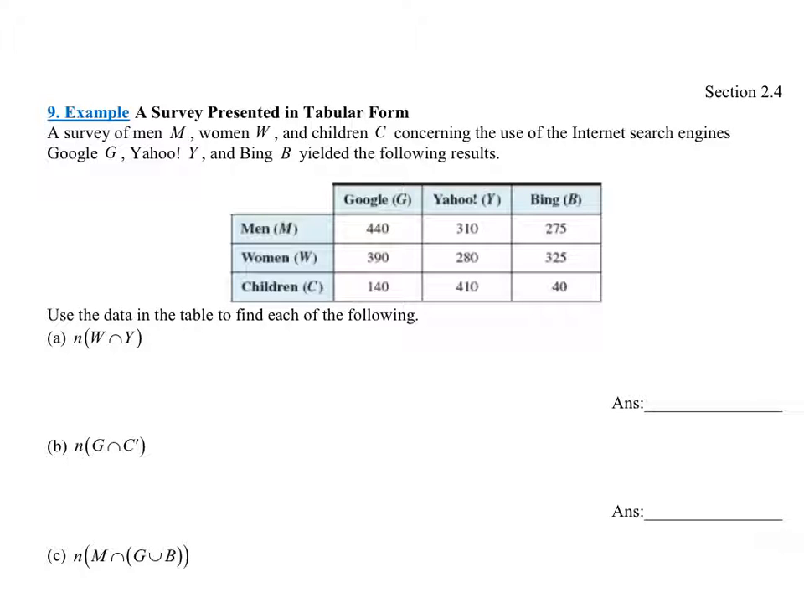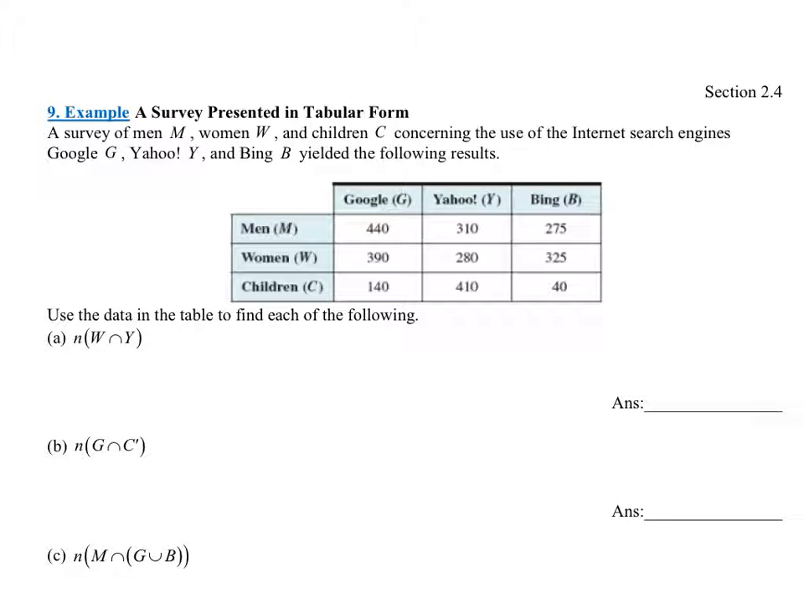They're going to use M for men, W for women, C for children, and then they're looking at what do you use as your search engine? Do you use Google, Yahoo, or Bing? Of course, these numbers aren't current, but that's perfectly fine. This is just for these purposes. So for instance, this would say that 440 are men who use Google, okay?